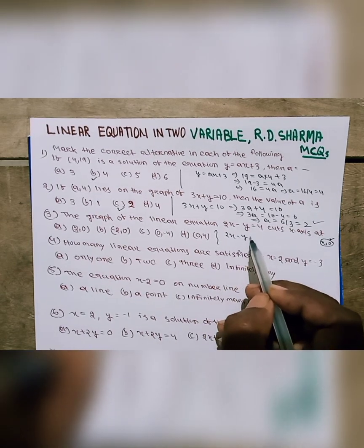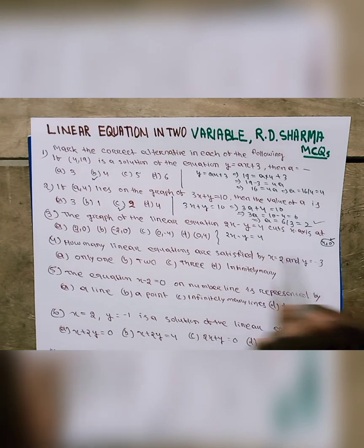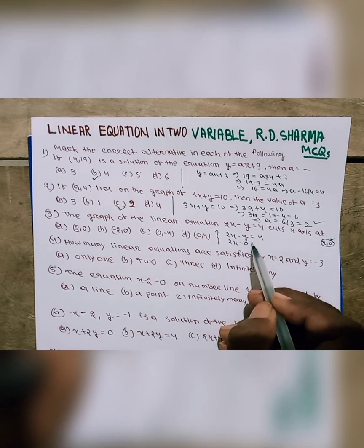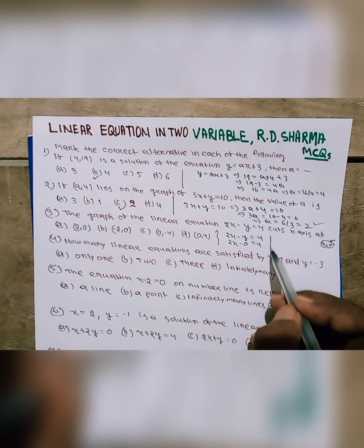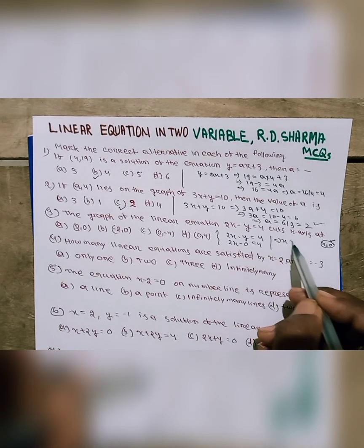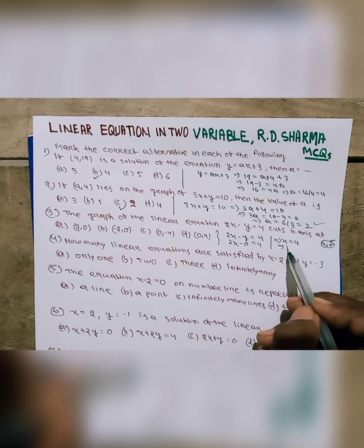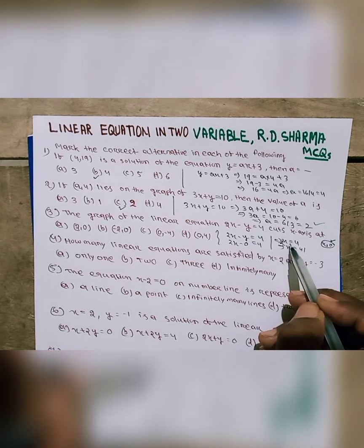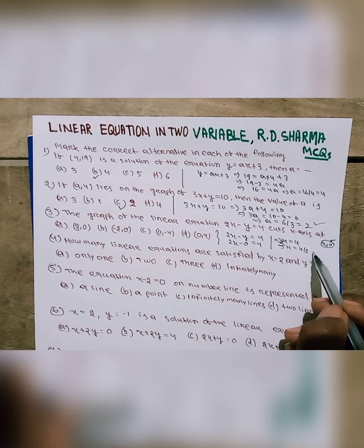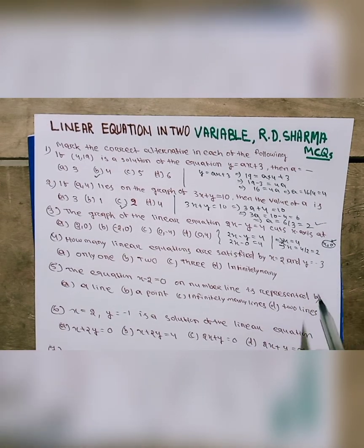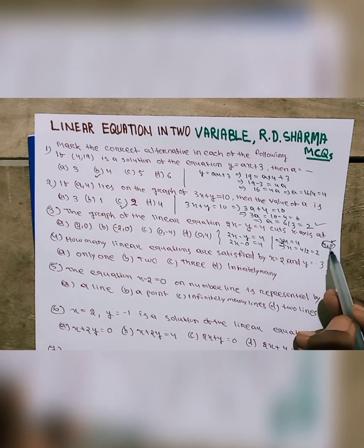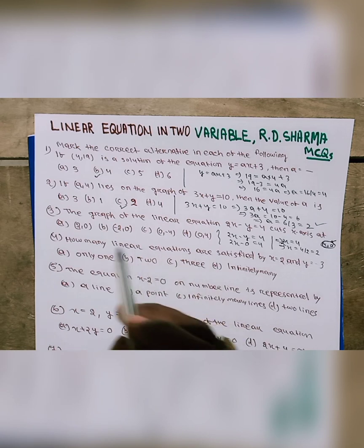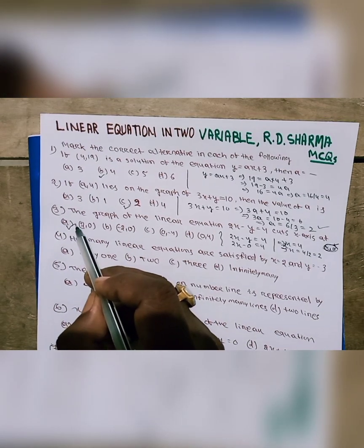2x minus y = 4. Put 0 in place of y. 2x minus 0 = 4, which implies that 2x = 4, which implies that x = 4 by 2 = 2. X value is 2. So the coordinate of the point is (x, 0), that means (2, 0). So the first one is (2, 0).